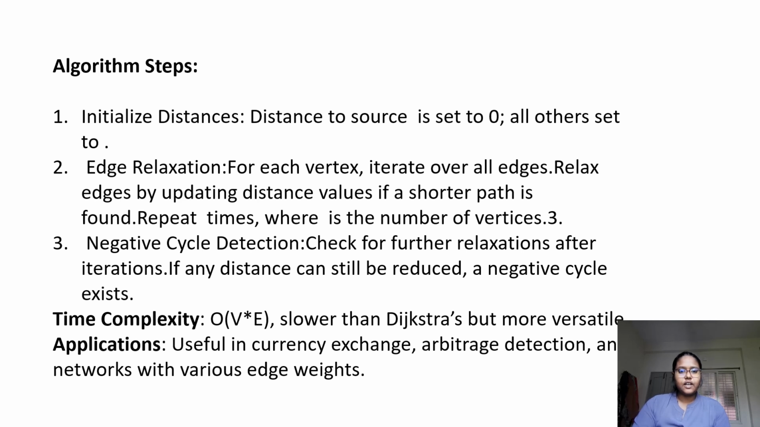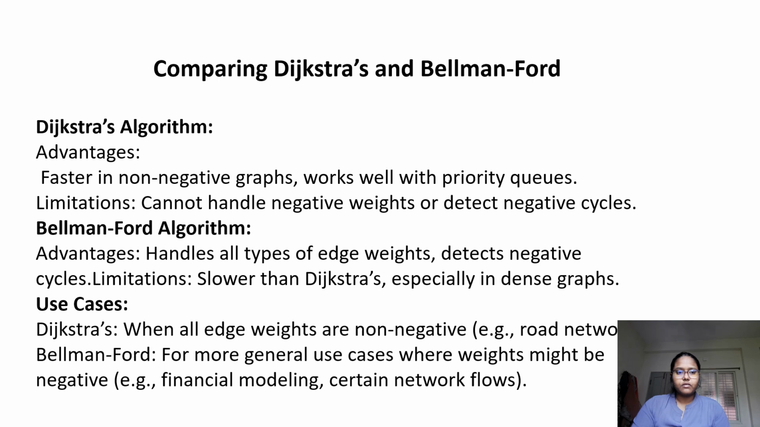Edge relaxation: for each vertex, iterate over all the edges. Relax edges by updating the distance value if a shorter path is found. Repeat V minus 1 times, where V is the number of vertices. Negative cycle detection: check for further relaxation after the iterations. If any distance can still be reduced, a negative cycle exists. Time complexity O(V times E), slower than Dijkstra's but it handles negative weights. Applications: useful in currency exchanges and arbitrage detection in networks with various edge weights.